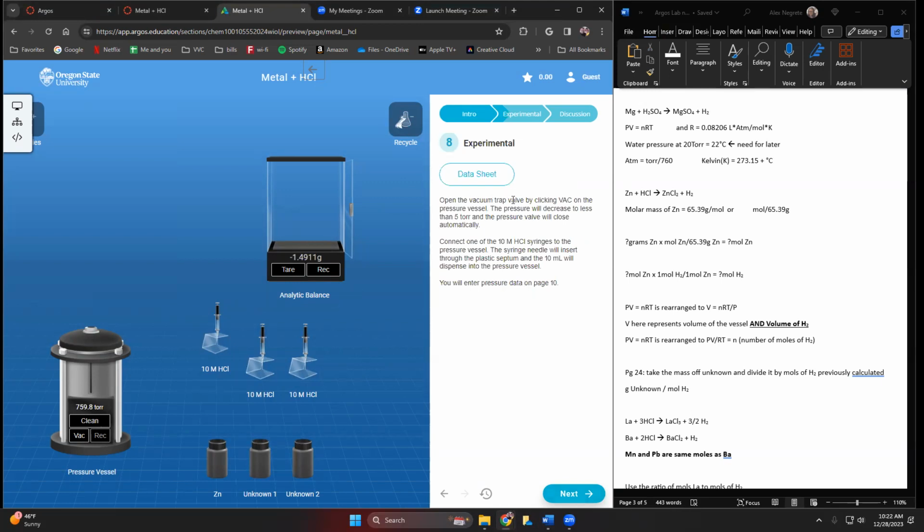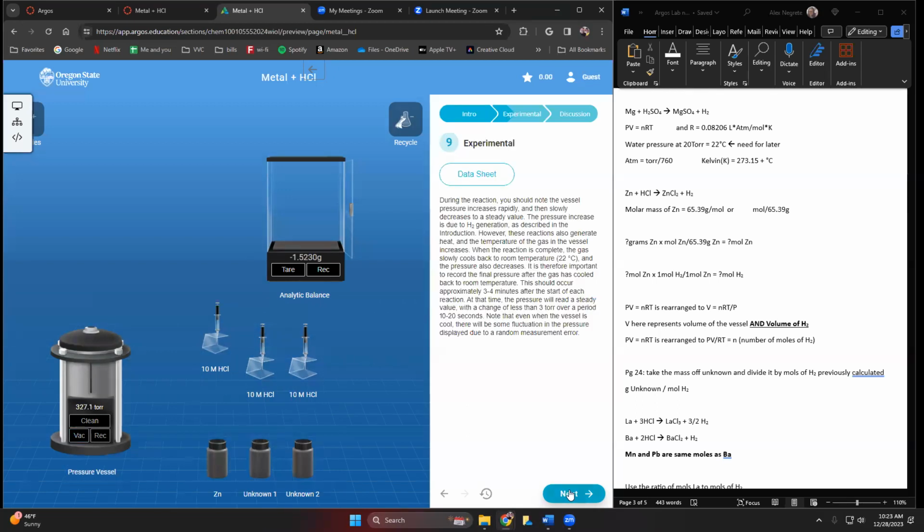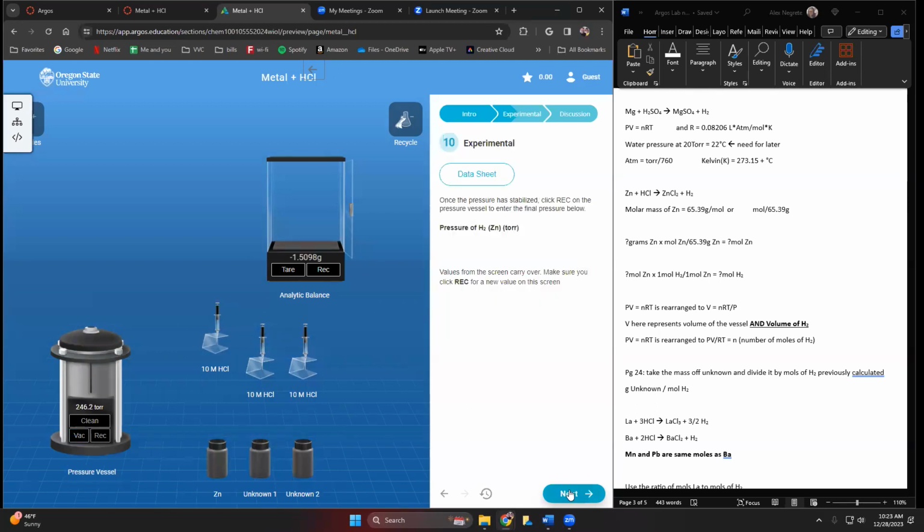Now open the vacuum trap by clicking vacuum here. So here, we're just going to click this button right here, and you're going to see this drop to around 3 torr. Once it's down to 3 torr and it's stabilized, I'm probably going to pause the video, let it get down there. I think the next stage of it, I'm probably going to pause the video and then restart the video once the reaction is taking place.